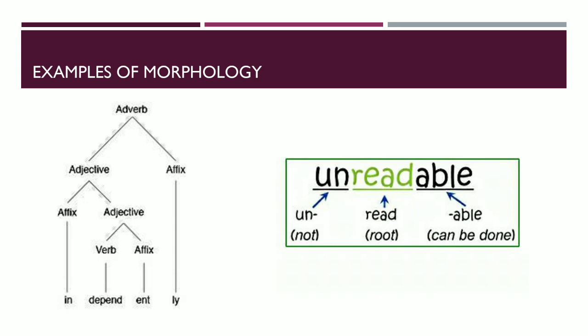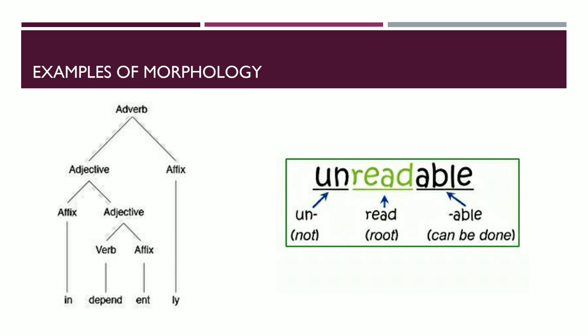Another example, which is unreadable. So un, which means not, is the affix, this first affix, or you can say the prefix, and then we have read, which is the root, and then we have able, which means can be done, and this is the suffix.